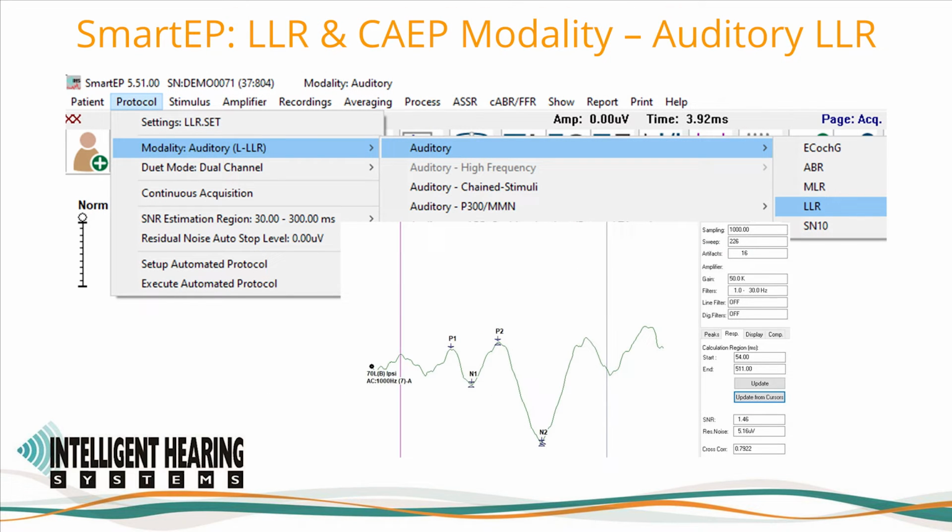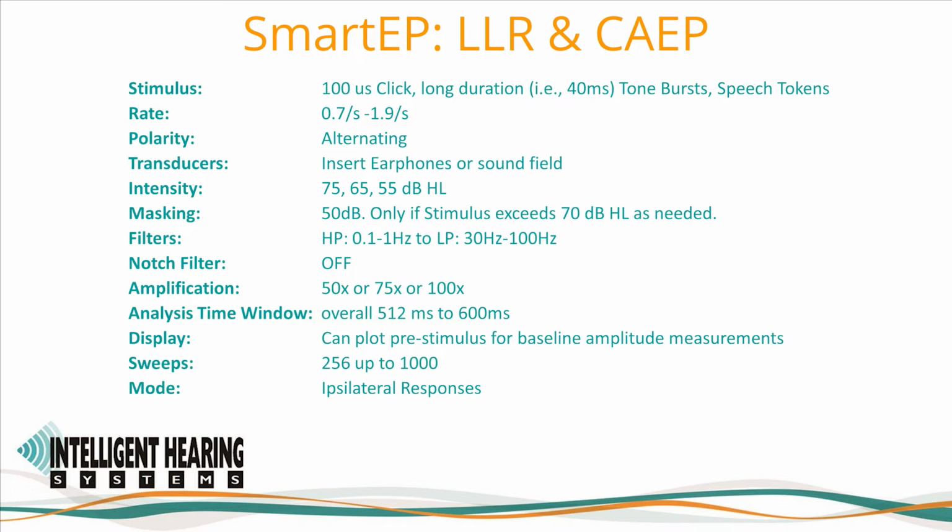Now let's discuss the Cortical Auditory Evoked Potential late latency response. Acquisition is performed using the SmartEP auditory LLR modality. As with the AMLR, you can activate the mode using the options in the protocol menu or by loading an LLR settings file. Shown on this slide are the recommended settings for acquisition of LLR responses.